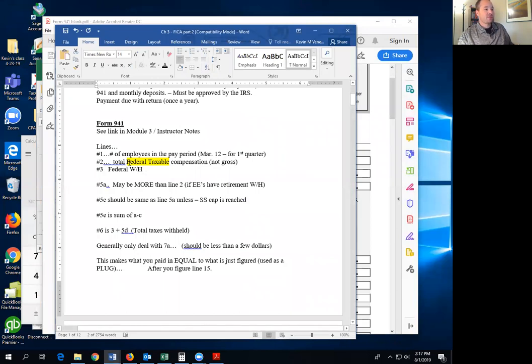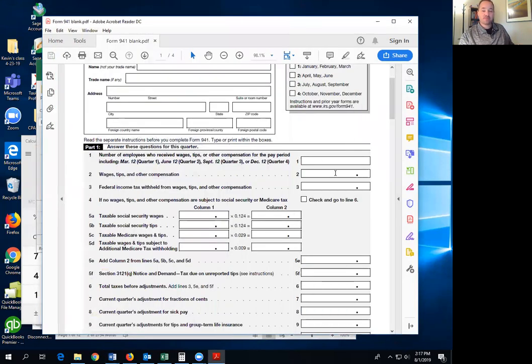So notice with line 2, it wants your total federal taxable income. It doesn't necessarily state that right on the 941, but that is what the form is looking for, not your gross income or the gross wages that you pay the employees. It's looking for the federal taxable wages, and we'll get into that next week. We're going to look at which items are taxable for the actual federal income tax. We've done that for FICA, and it's very similar. There are just a few differences.